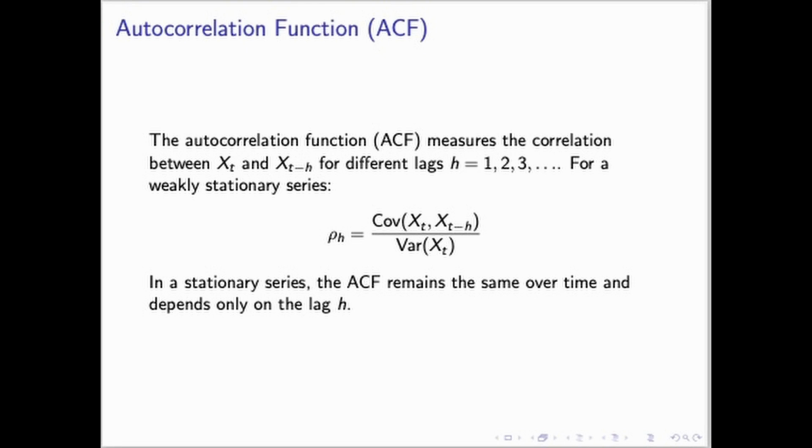This equation defines the ACF for a weakly stationary series, showing how the covariance at lag h relates to the variance. In mathematical notation, as we've seen on the screen, for a weakly stationary series, rho h is equal to the covariance between x_t and x_{t-h}, where h represents the lag, over the variance of x_t.